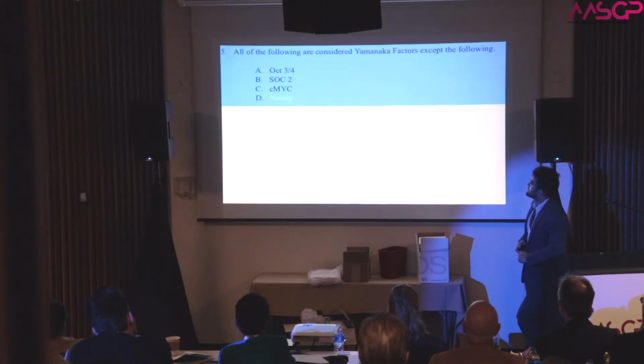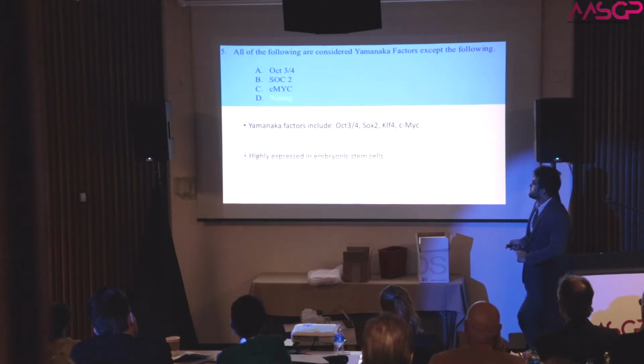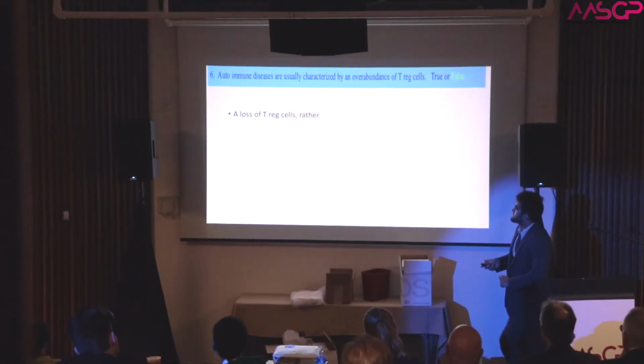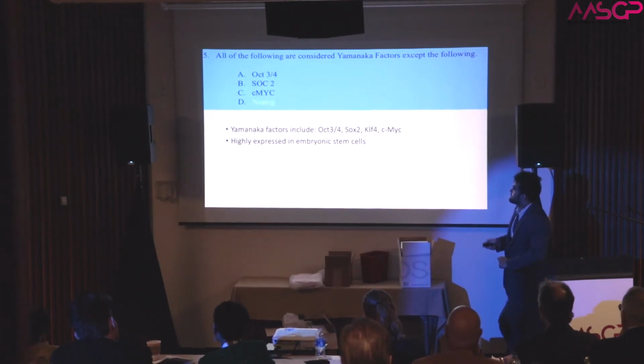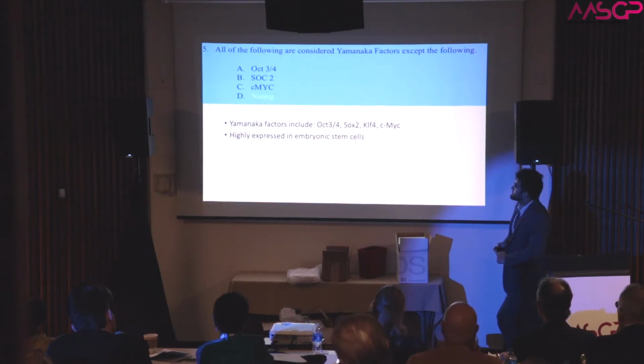All the following are considered Yamanaka factors except the following. The Yamanaka factors we're going to go through real quickly: OCT3/4, SOX2, KLF4, and c-MYC. NANOG is the one that's involved, I think, in embryonic stem cells, and I may have it wrong for that. But try to remember those four. I know this is kind of a rogue question.